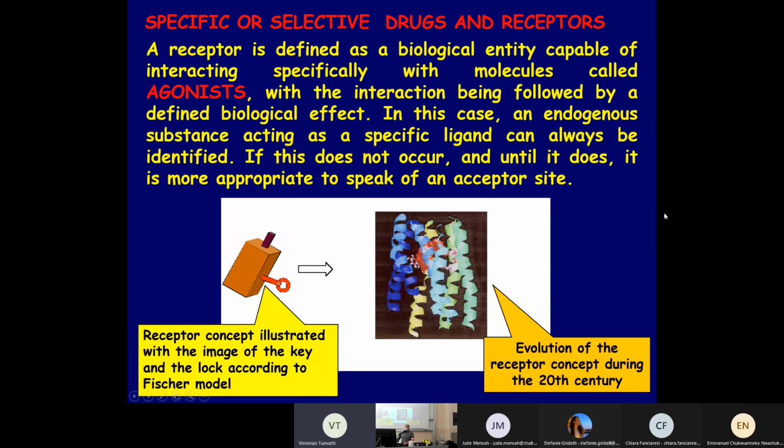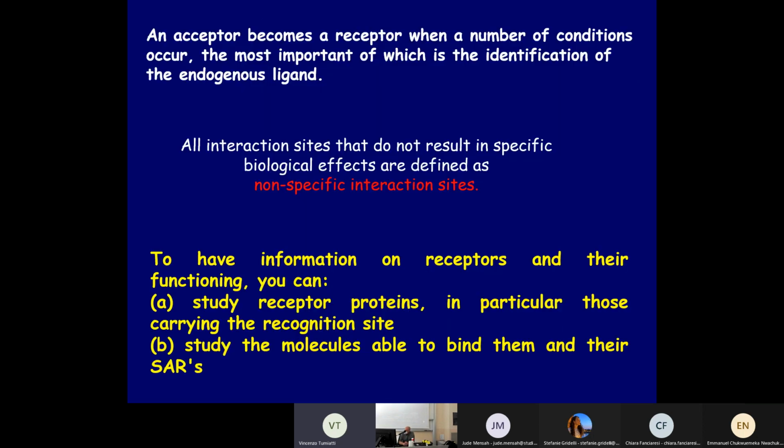So if you want to have information about receptors, as I told you before, it's not possible to have the crystallized form of these proteins. We can investigate, we can perform some modifications about the chemical structures of particular ligands, for example, endogenous ligands, or other molecules that we know are able to interact with this particular receptor.